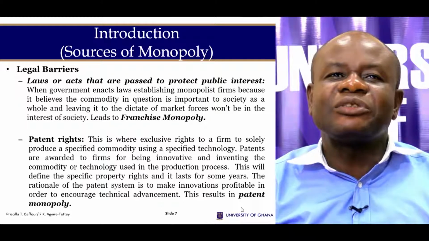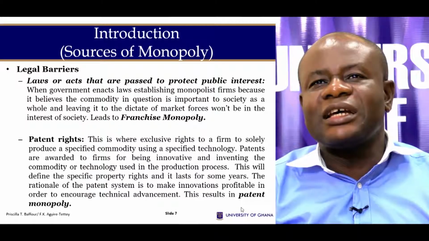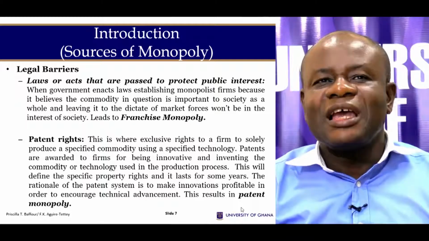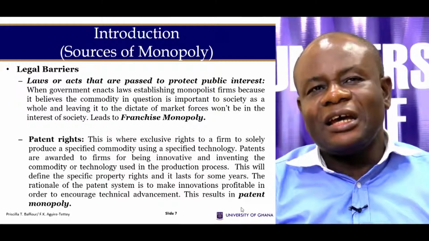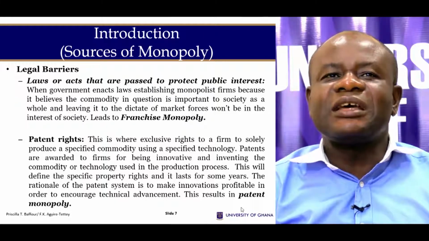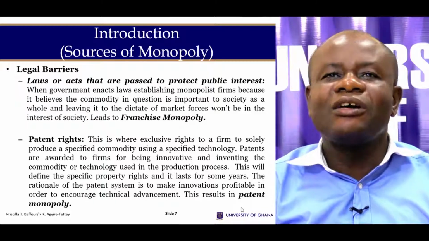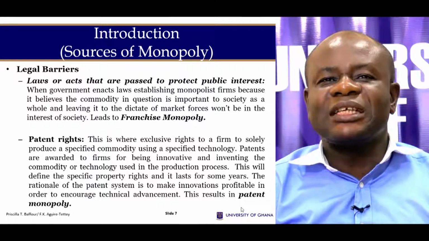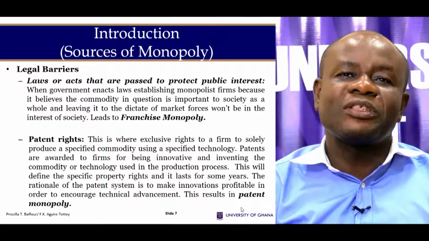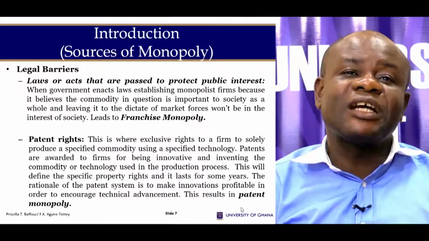And this is as a result of government trying to protect the interests of consumers. Government believes that if it should open the market up, it can lead to inefficiencies in the market. So government enacts a law that prohibits other firms from producing the commodity and makes this single firm the sole producer of the commodity. And this is what we call franchise monopoly.